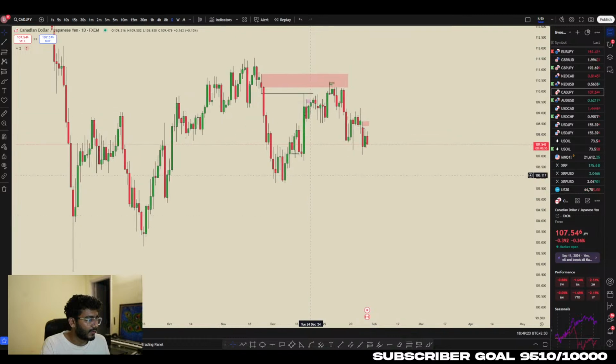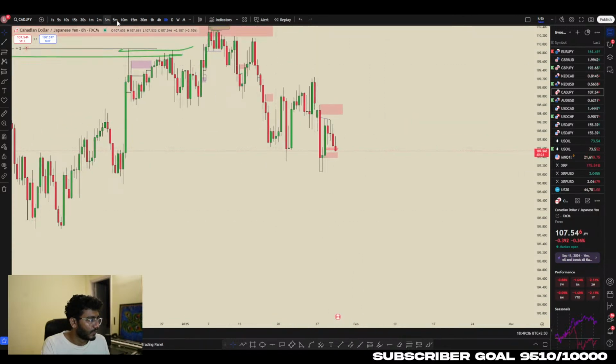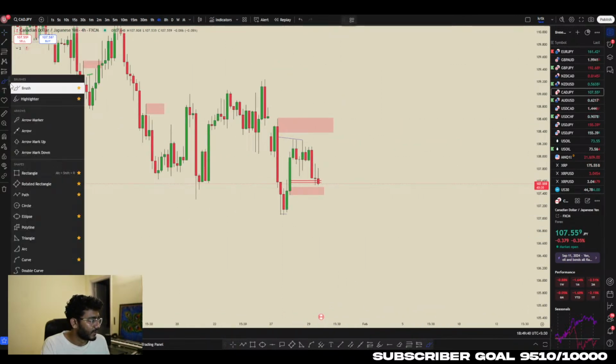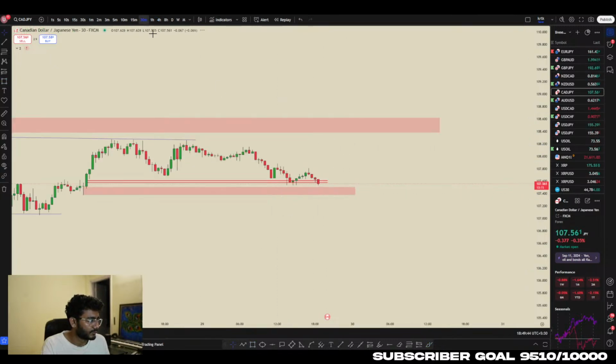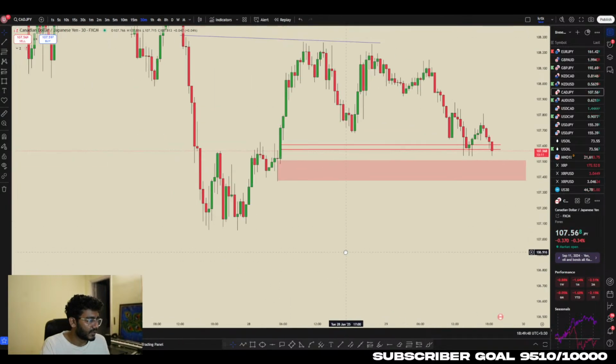CADJPY on the daily time frame. Price fulfilled this imbalance, created a fake low, which was induced. Then price gave us this breakout structure, like a change of character, and now price is going to the downside. So if you go to 4 hour, 8 hour, price has reacted from this 4 hour order block to the downside. On 30 minutes, we can see the internal structure is going to the upside.